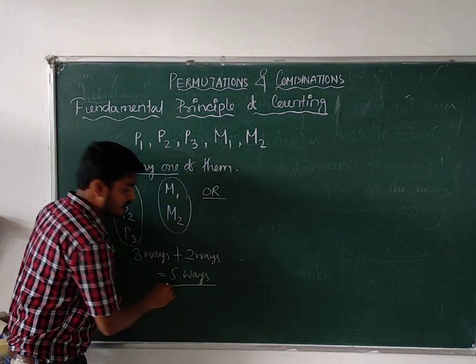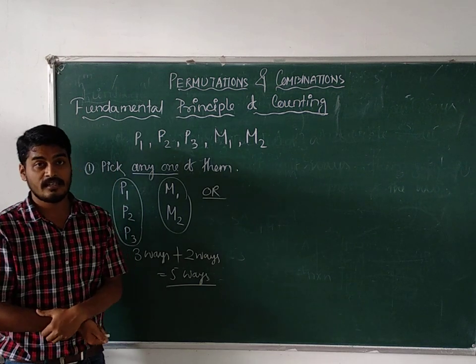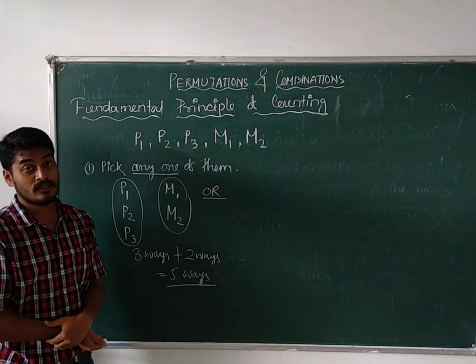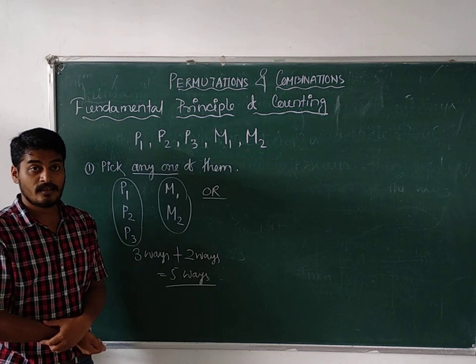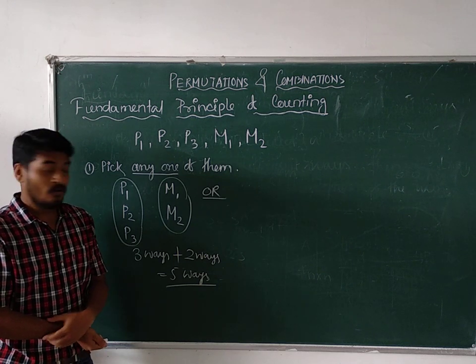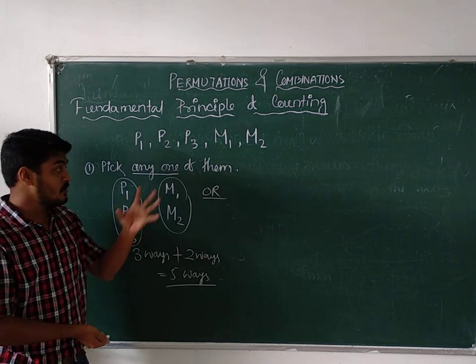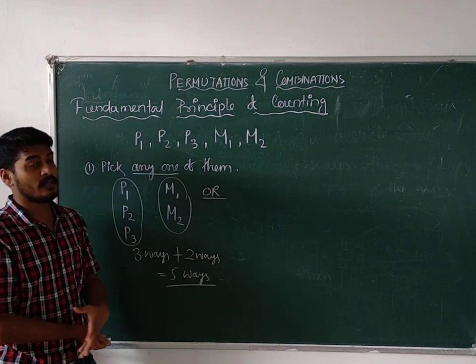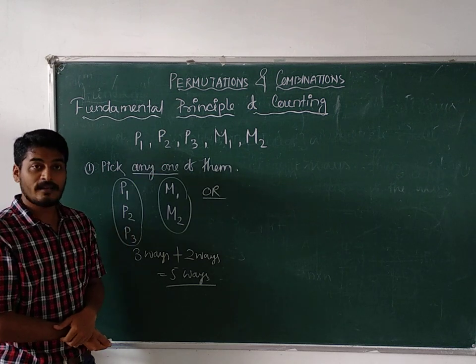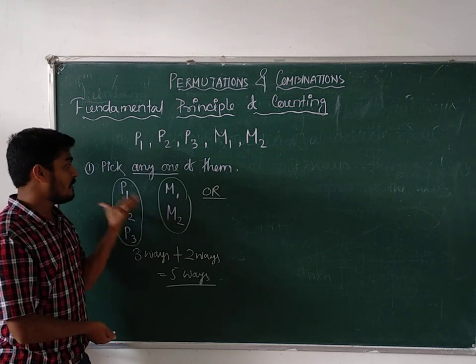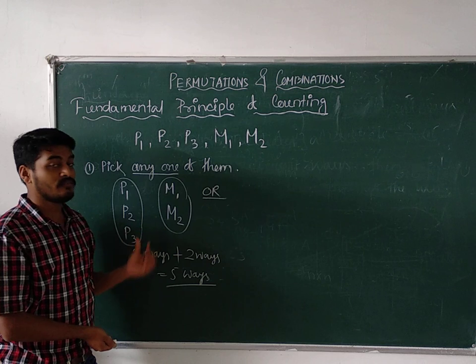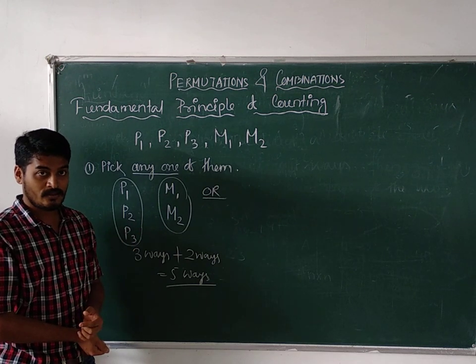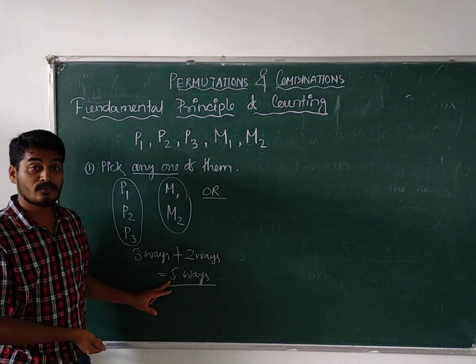This is the fundamental principle of counting on addition. Why have we added? Because you have to select any one of the total number of objects. Any one. How many possibilities are there? 3 plus 2, total 5 possibilities. So 1, 2, 3, 4, 5. 5 possibilities are there. That's why the total number will be 5.